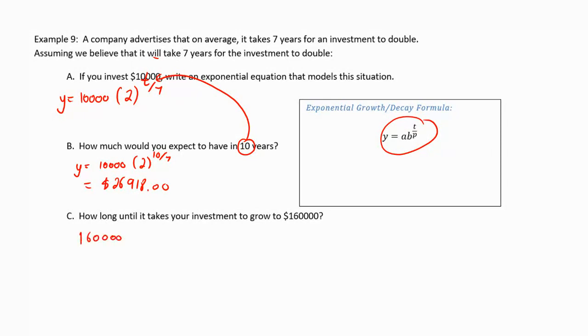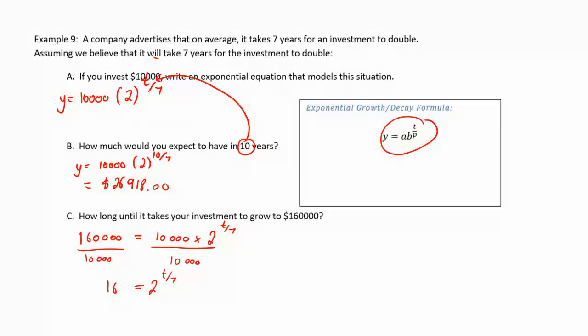How long until it takes your investment to grow to 160,000? So in this case, this is our Y value. Now this is leading into what we're doing in topic 7.3, which is called exponential equations. But here's how this works. I'm going to divide by 10,000 here. 160 divided by 10 is 16, equals 2 to the t over 7.